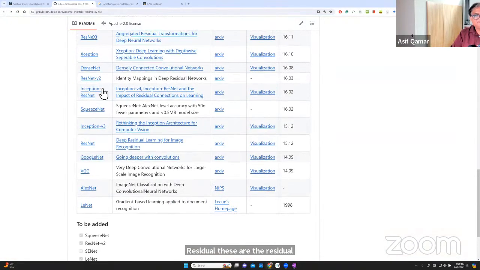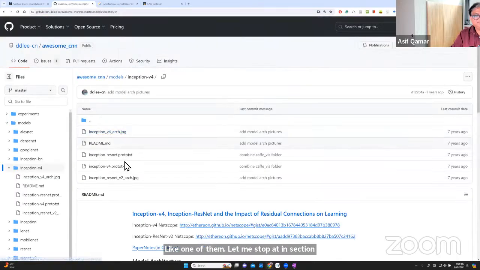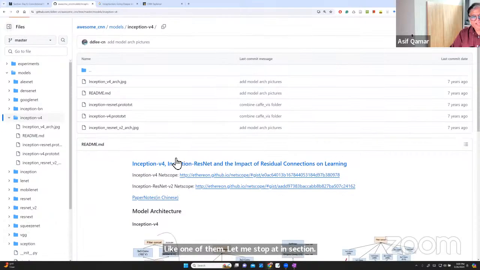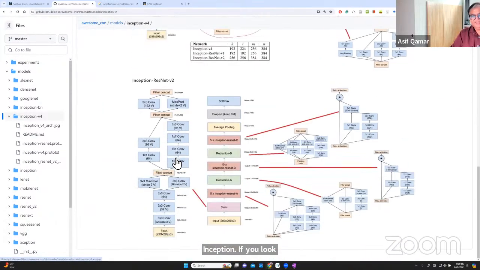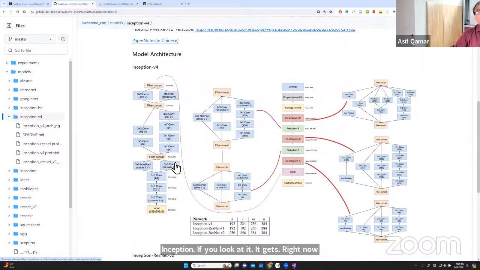And then you have SqueezeNets. I will stop at one of them. Let me stop at inception. Inception, if you look at it, by now it's getting complicated. But at the end of the day, it is just rewiring those pieces in different ways.